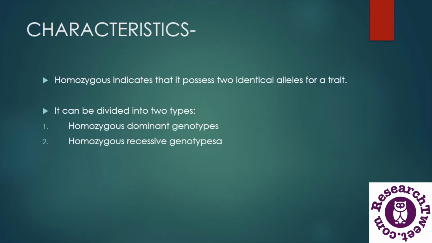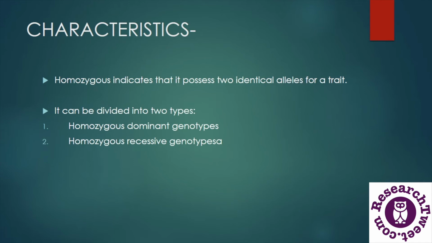In this tutorial, we will discuss the characteristics of the homozygous genotype in detail. So, the homozygous condition is one where an organism inherits the same alleles from both parents. Homozygous indicates that it possesses similar alleles for a particular trait. For example, if an organism inherits the genotype for hair color or eye color, and inherits the same hair color genotype from both parents, it is considered a homozygous genotype.